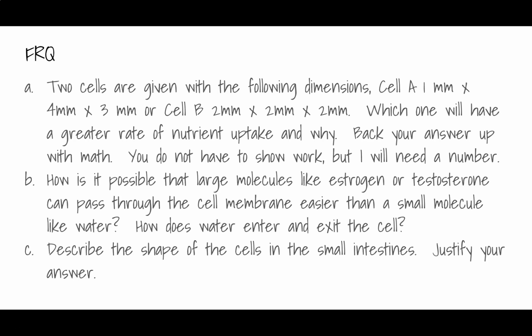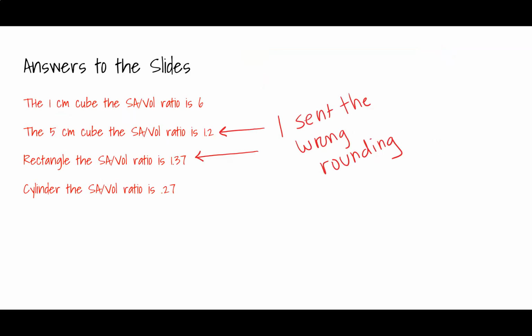My first cell has the dimensions of, let's call this 4, let's call this 3, so there's my 4 and my 3, and then let's call that the 1. So this is going to be kind of like a column versus cell B, which is a cube of 2 times 2 times 2. Now, a lot of you, because the formula was screwed up, you messed this up. But let's go through the math when we get up to it. Let's see what we got. So those are the answers to the slides.